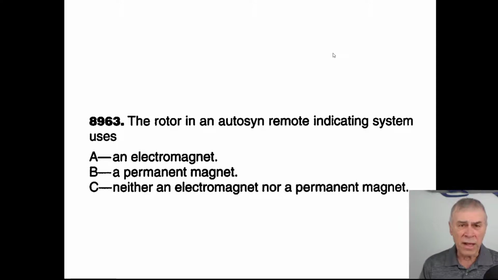The rotor in an autosyn remote indicating system uses, here it's fresh in our mind. You come back at this 6 months ago, and as you can see, it's probably fairly easy to get magnesin and autosyn mixed up. Keep in mind, magnesin is the one with the permanent magnet. So this one is not. This one's autosyn, so it's not a permanent magnet. What is the rotor? The rotor is actually the electromagnet. What's the stator? The stator is neither an electromagnet nor a permanent magnet.